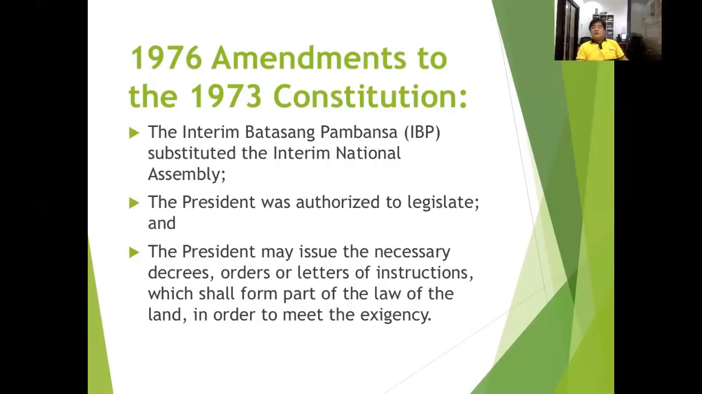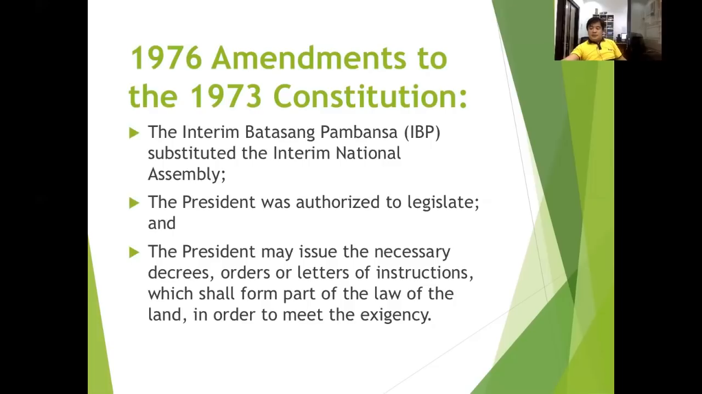So name some presidential decrees that is applicable in criminology. We have Presidential Decree 603, that is the Child Welfare Code, and we have Presidential Decree 968, that is the Adult Probation Law. So some of the provisions of those laws are still good provisions at present. So those are some laws that were enacted by the president when he was allowed to legislate by virtue of the 1976 amendment to the 1973 Constitution.